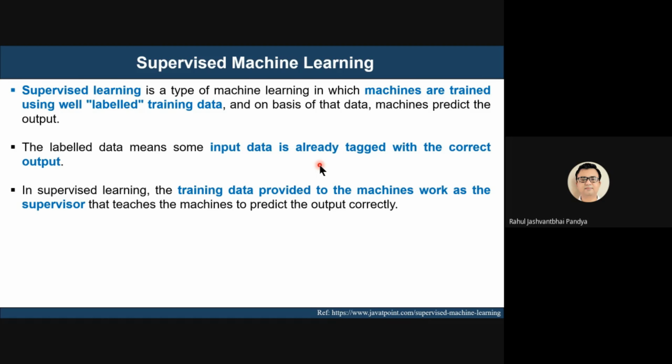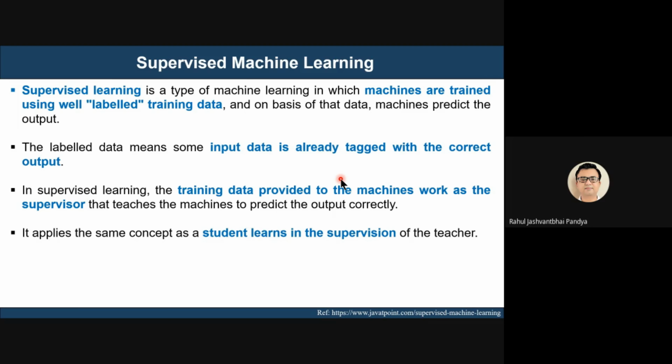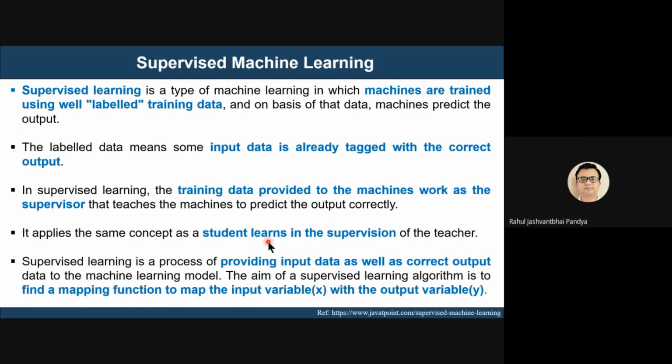When the training data is provided to the machine, it will try to predict the output correctly. Such as, let's say, we trained ourselves using those questions and answers before the exams, and now during the exam only the questions are given, and under supervision we have to write the answers to those questions, right, based on our previous training experiences. So that's how we are going to produce output for those questions. It applies the same concept as students learning under the supervision of a teacher.